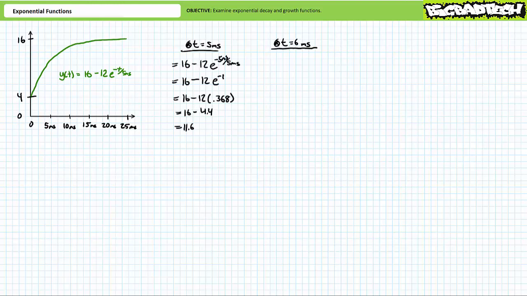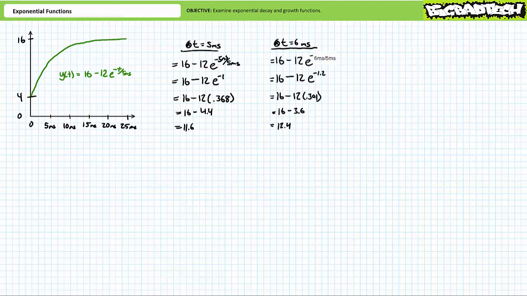When t equals 5 milliseconds, we substitute 5 milliseconds into our equation. The ratio t over tau, 5 milliseconds over 5 milliseconds, is 1, meaning we're exactly one time constant into our analysis. E raised to the negative 1 is 0.368. 12 times 0.368 is roughly 4.4. 16 minus 4.4 is roughly 11.6.